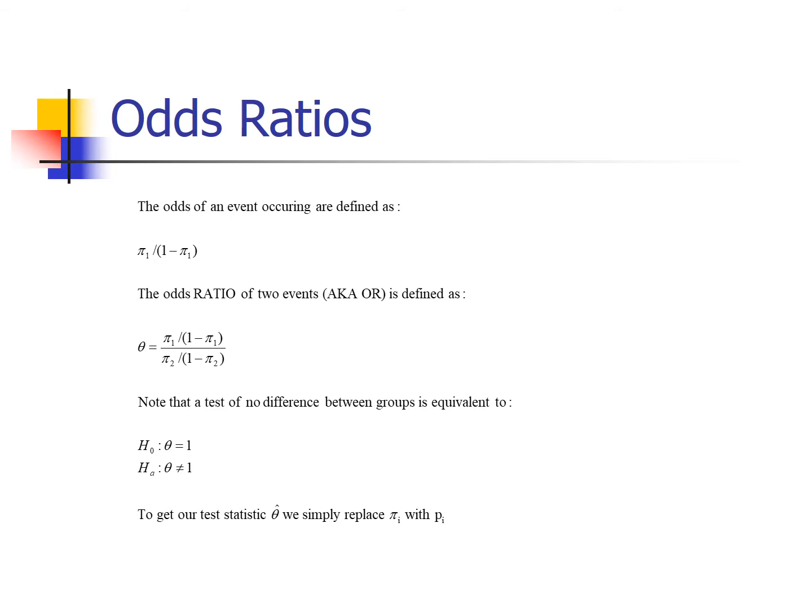Now, in this case, note that a test of no difference between groups is equivalent to the null hypothesis. If the odds are the same between the two groups, then the numerator is the same as the denominator, which means the odds ratio is going to be 1. Notice that the odds being the same is equivalent to the probabilities being the same. So in a lot of ways, this is similar to what we've done with the risk ratio.